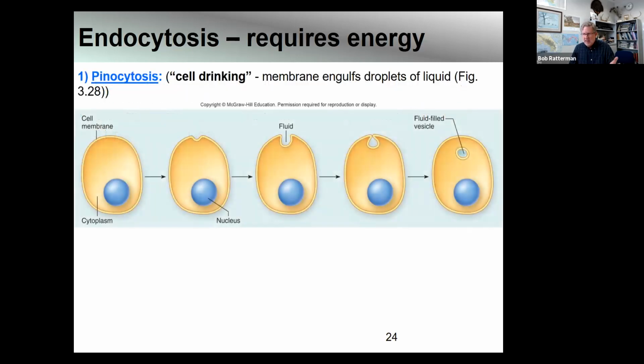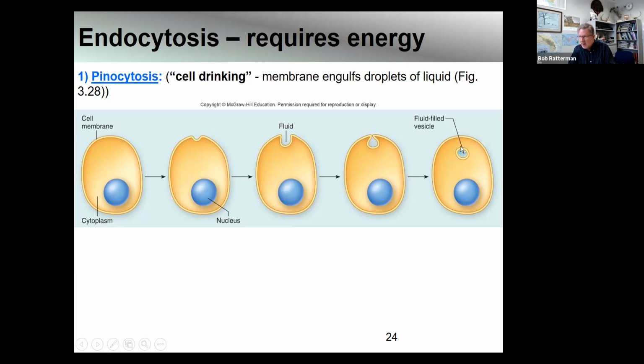And we described in chapter 3 different mechanisms. The first of which is called cell drinking, or pinocytosis, some people pronounce it. So here, of course, is our cell with a nice nucleus and outer cell membrane. And in this particular instance, we are bringing fluid from the outside of the cell into the cell via the formation of what's called a vesicle.